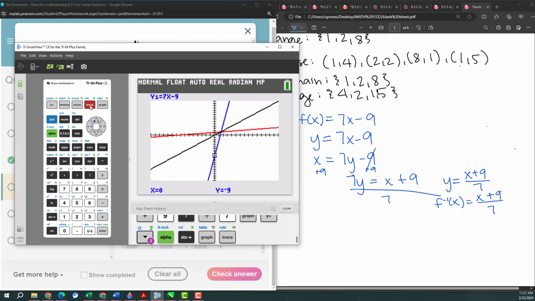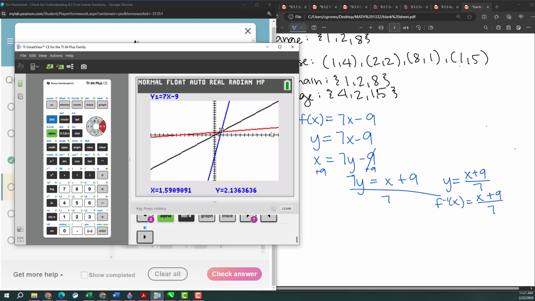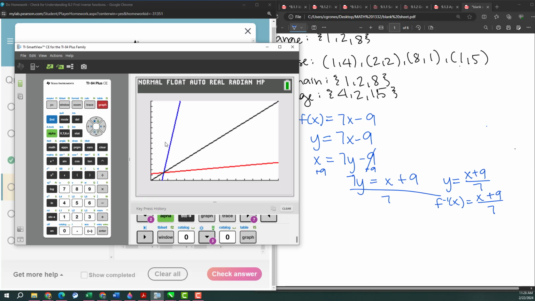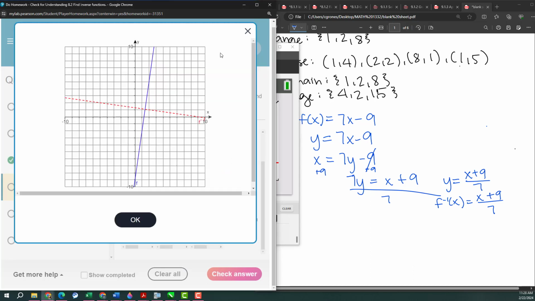So I'm going to click on trace. Remember our nifty little tool. And it's not giving me the intersection point. Let me zoom in. I'm going to do 0 and then 0. So I kind of zoom in. So it's not really crossing at, it looks like it's like 1.5 and 1.5.